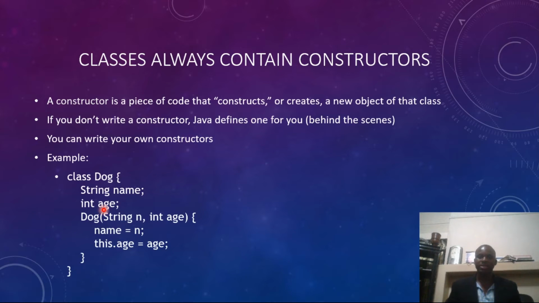And we normally use constructors to initialize, to give initial values to our data members, to our variables. So a constructor is a piece of code that constructs or creates a new object of that class. If you don't write a constructor, Java defines one for you behind the scenes, which means Java is going to run the default constructor for the object that you created.